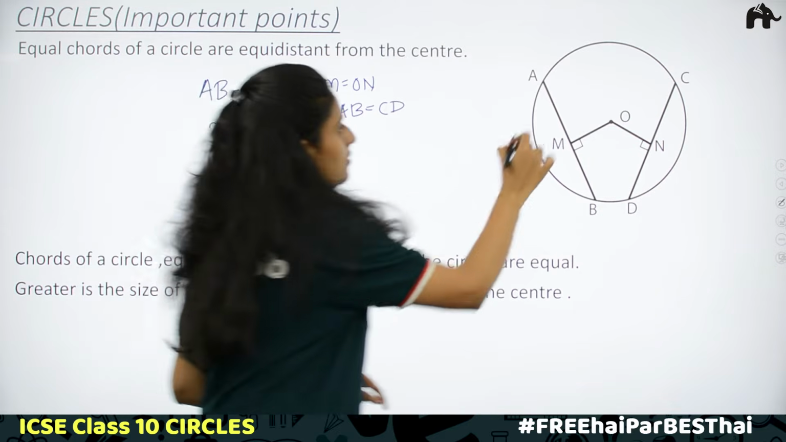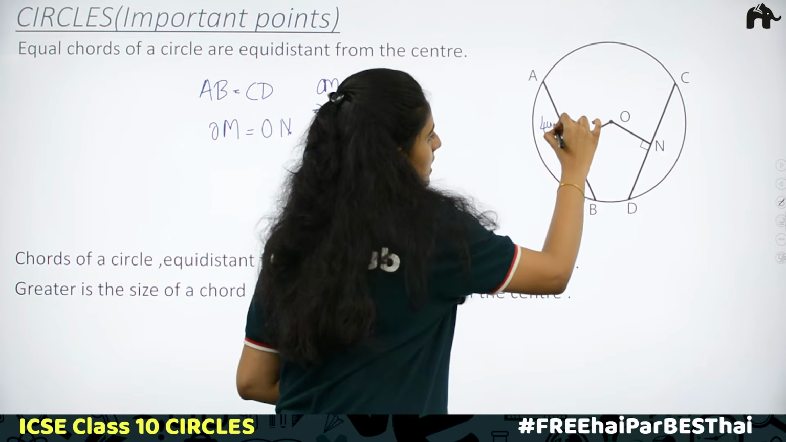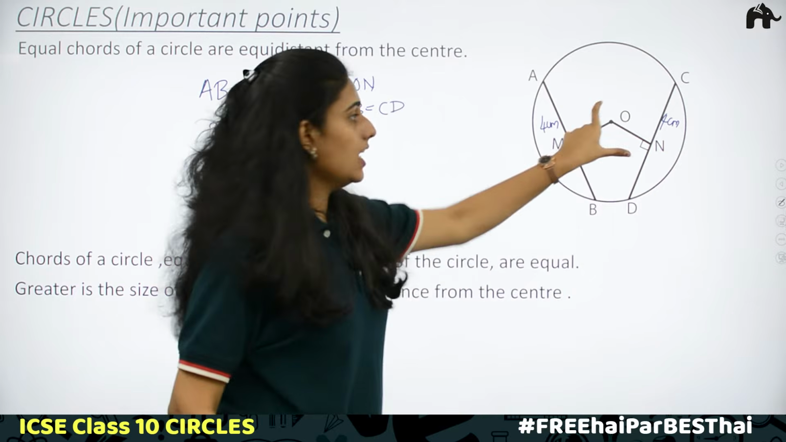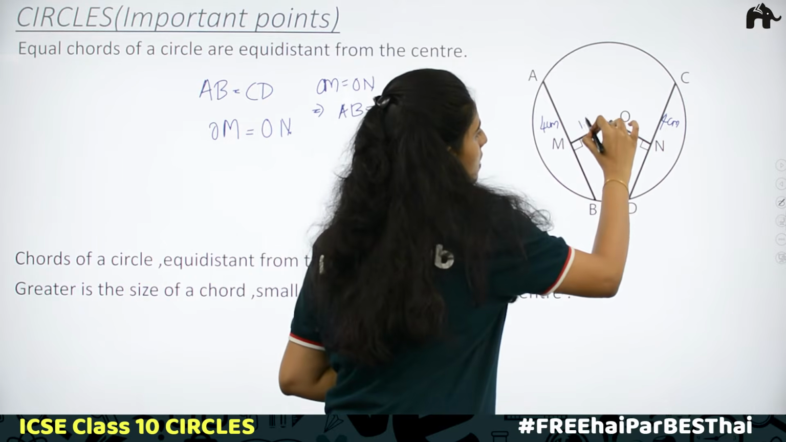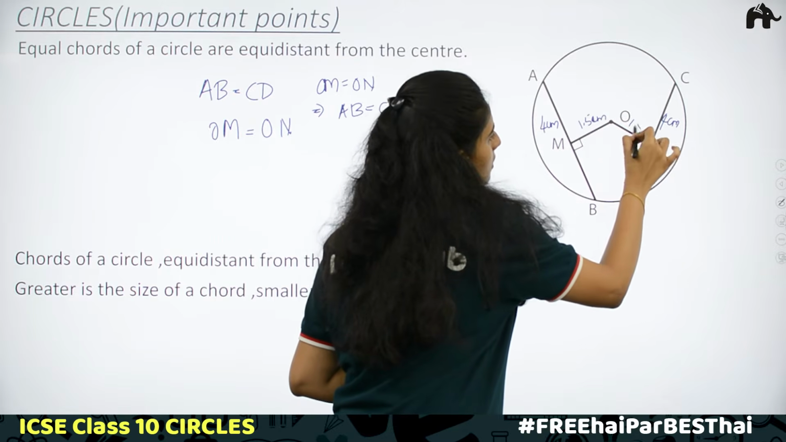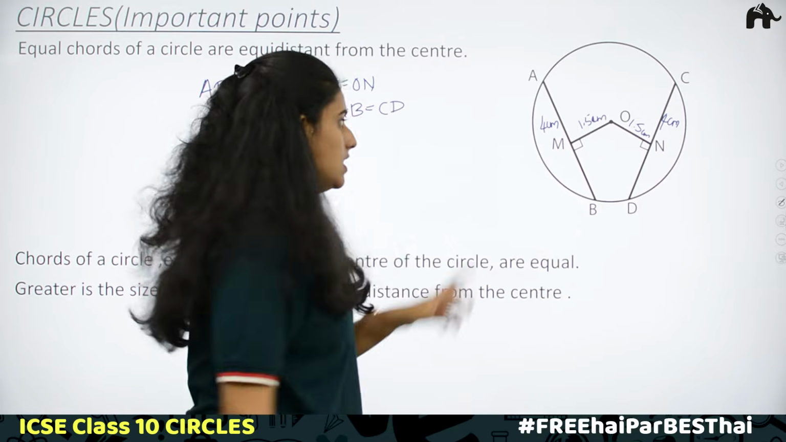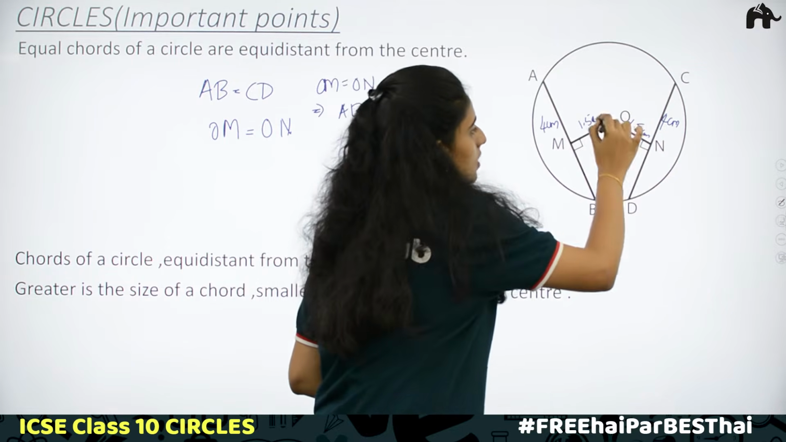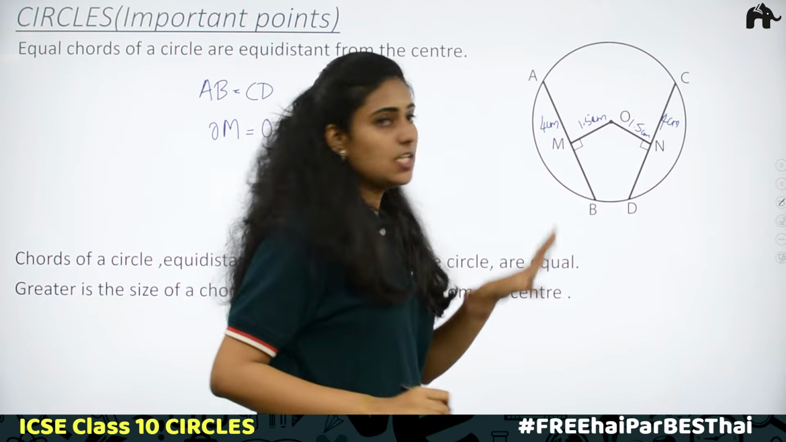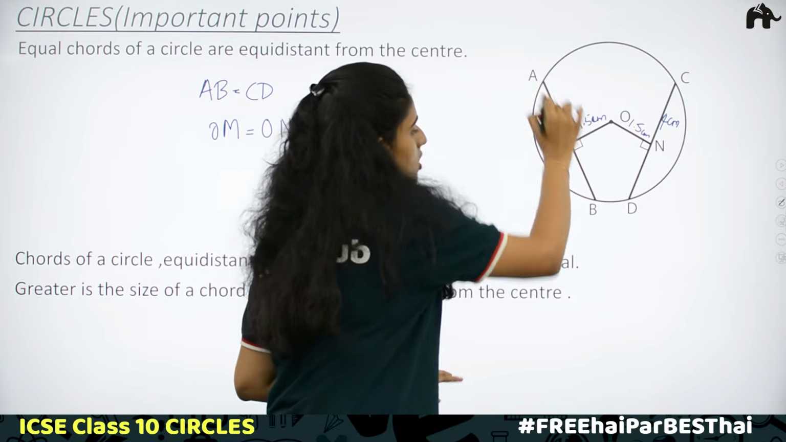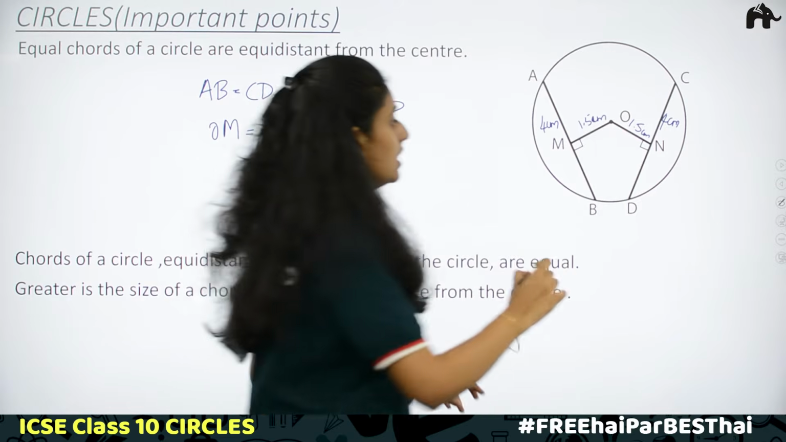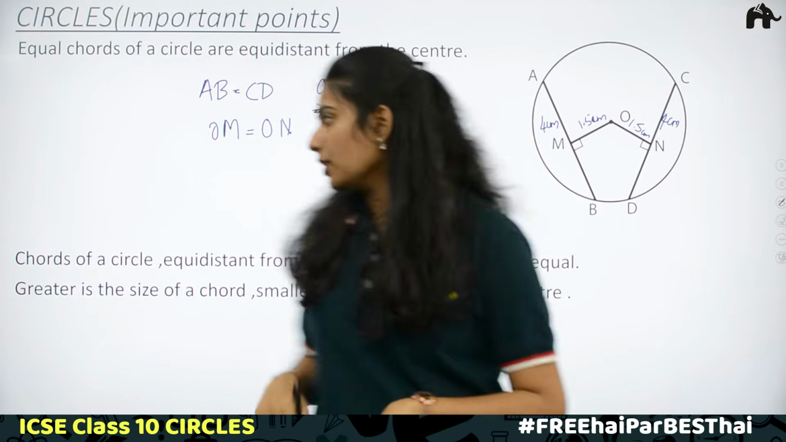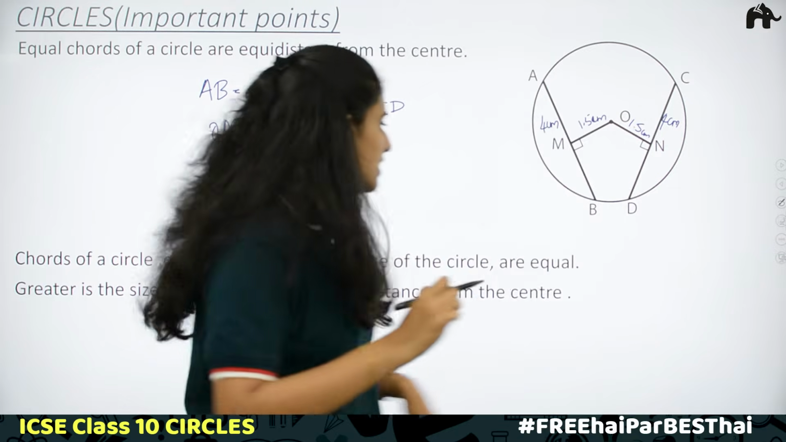So, if AB is equal to 4 centimeter, then CD is also equal to 4 centimeter. If I am taking the distance as 1.5 centimeter from the center, AB is at a distance of 1.5 centimeter and CD is also at a distance of 1.5 centimeter from the center. In that case, if the measure of AB is equal to 4 centimeter, then CD will also be equal to 4 centimeter. Clear?